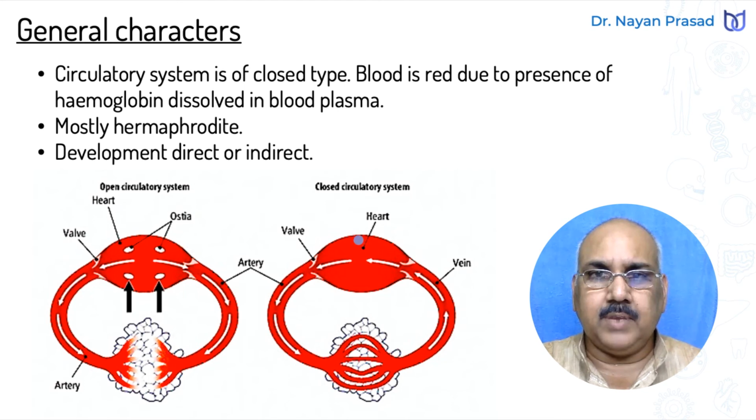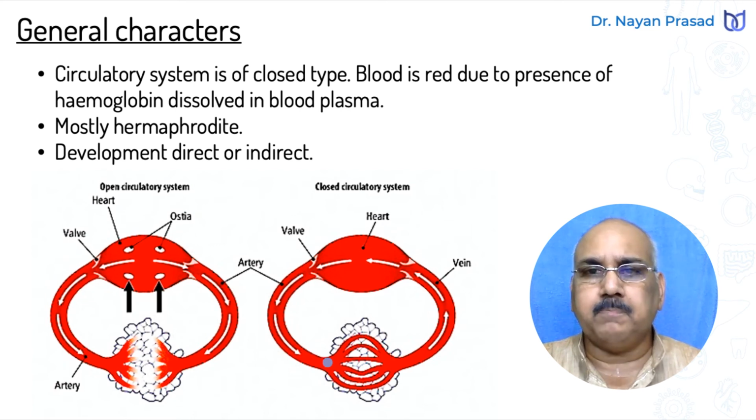Here, the heart has been shown, heart that pumps the blood, and this blood passes through definite blood vessels. The blood vessels later divide and redivide into capillaries. All these capillaries later unite, forming veins, and veins collect the blood up to the heart. So in closed type of circulatory system, blood flows through closed vessels only, through blood vessels only.